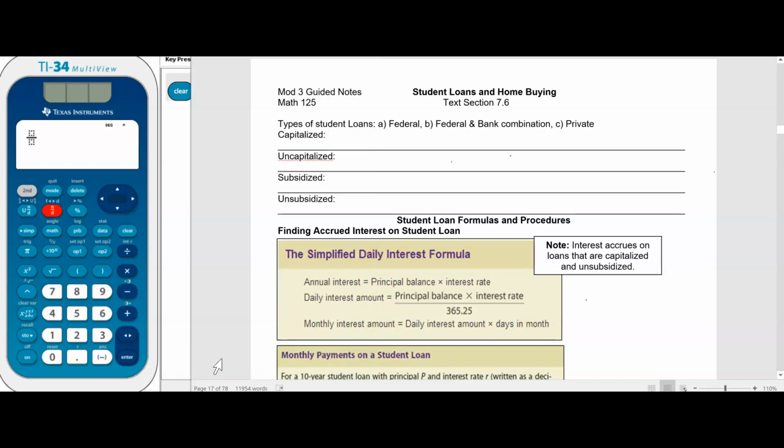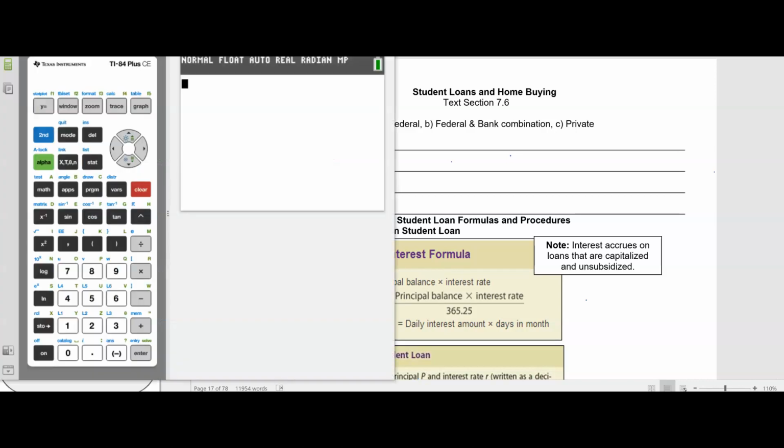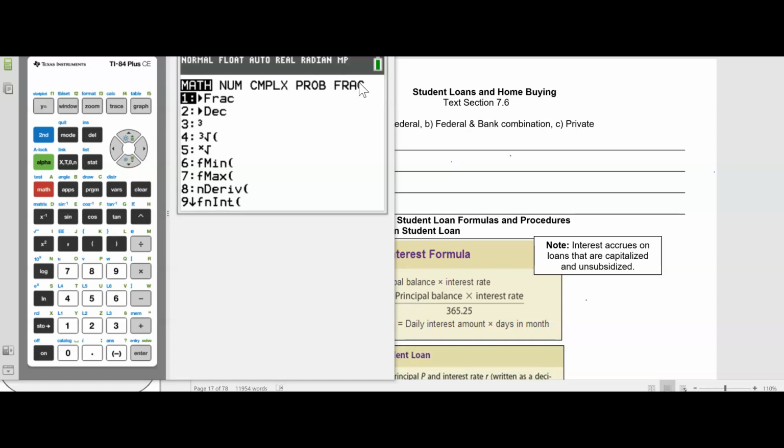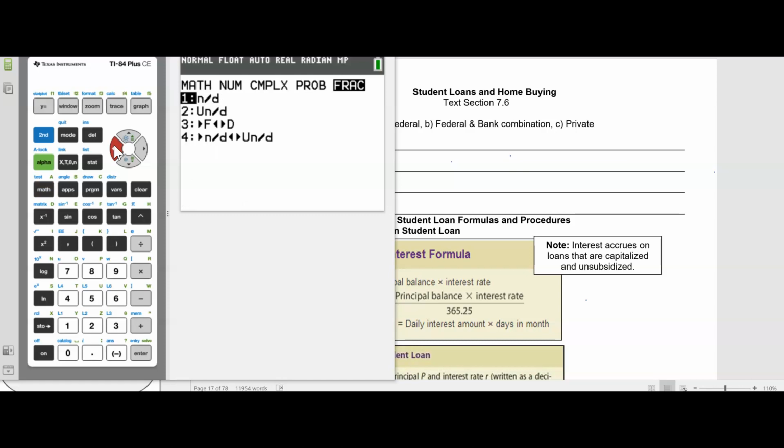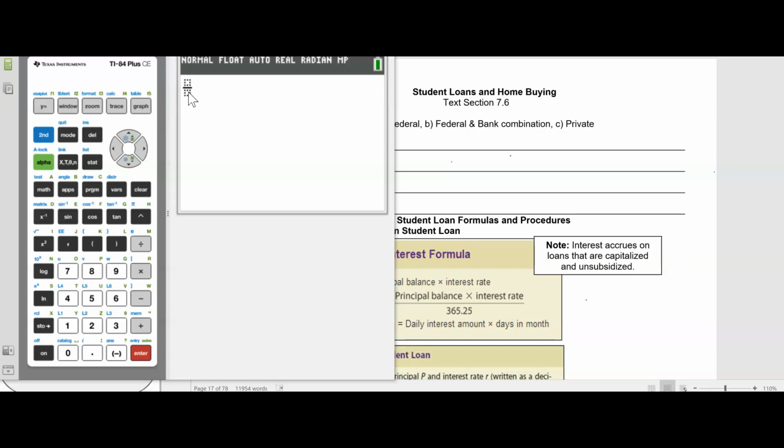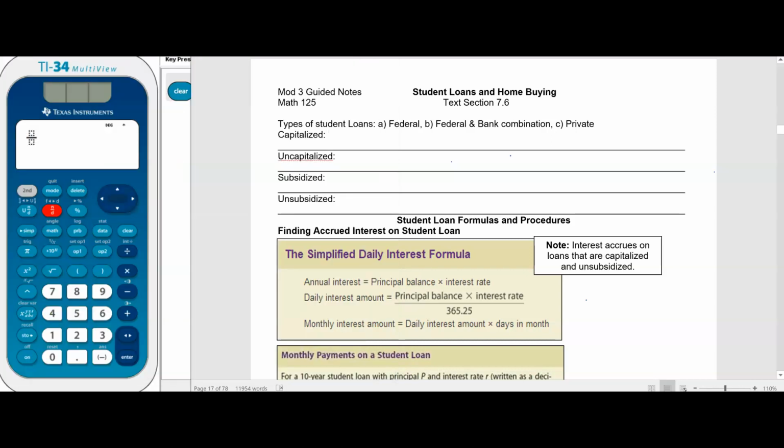I do want to show real quick, if you do have a graphing calculator, I'm not going to use the graphing calculator as I do these problems, but I just want to show you where you can find a fraction button on it. You can just hit the math button, and then it's in this fraction menu, so you can hit the left arrow to get there the fastest, and then enter for number 1, and then you've got the fraction button with the graphing calculator as well. So that's a great option too if you've got a graphing calculator.